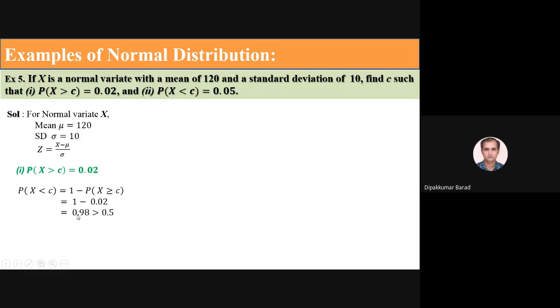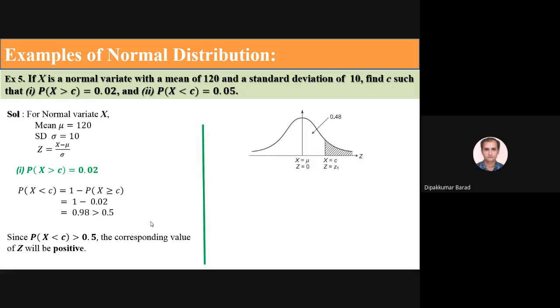So here we get 0.98, which is greater than 0.5. Okay, greater than 0.5, so I can say that my Z1, the standard normal variate, is positive. You can see that this is P of x less than C, and we have given notes for x less than C here, not for x greater than C. So we have discussed the notes for P of x less than x1. That's why I have converted this to P of x less than C, which is 1 minus P of x greater than or equal to C. So my Z is positive.